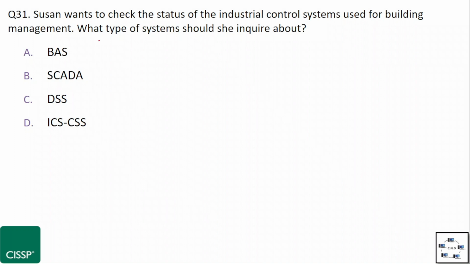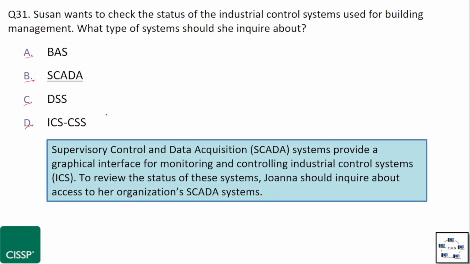Question number 31. Susan wants to check the status of the industrial control systems used for building management. What type of systems should she inquire about? And the options are option A, BAS; option B, SCADA; option C, DSS; and option D, ICS-CSS. And the correct option is SCADA.